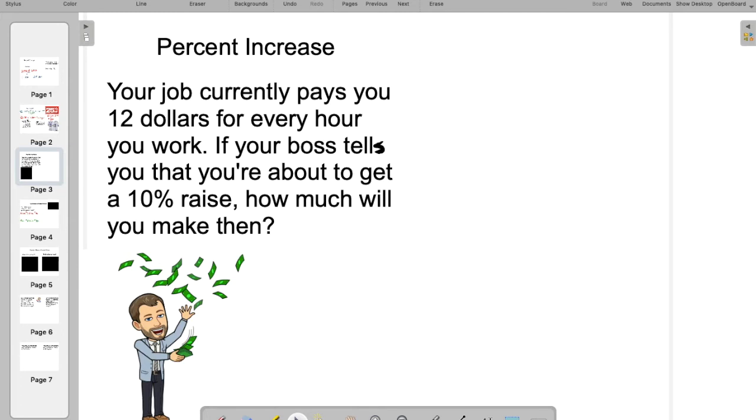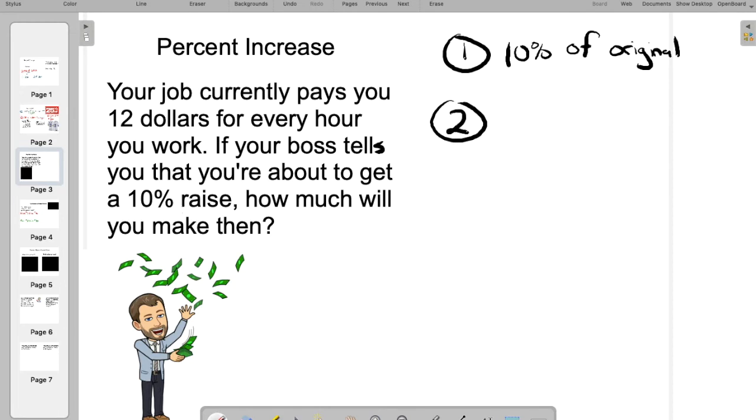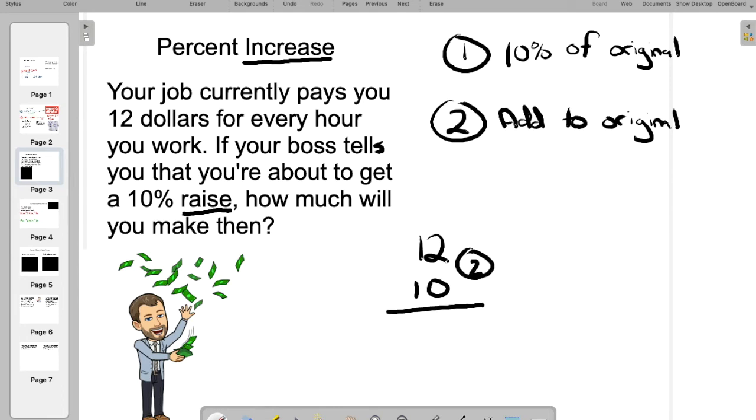All we have to do is those same 2 steps that we worked with before. So step 1 is now we need to know 10% of the original number. And then step 2 is, because we are doing a raise or an increase, in this case we are going to add to the original number. Okay? If we were decreasing, we'd be subtracting. If we are increasing, we are adding. So we need to do $12 times 10%, 2 digits behind the decimal.